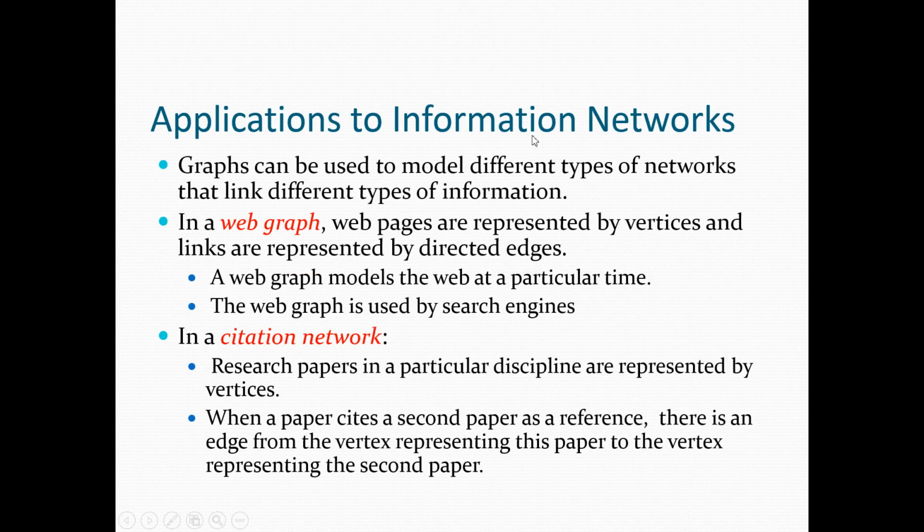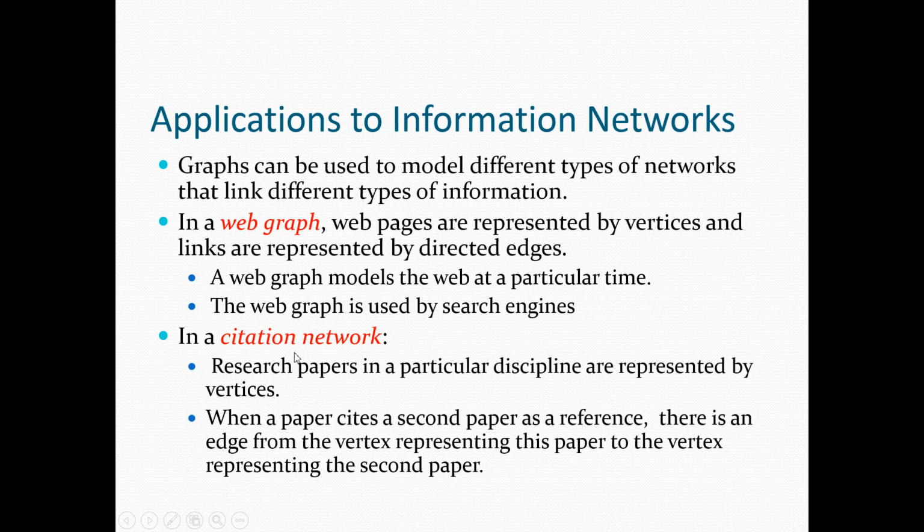Information networks. So application to information networks. Graphs can be used to model different types of networks that link different types of information. In a web graph, web pages are represented by vertices, and links are represented by directed edges. A web graph models the web at a particular time, and the web graph is used by search engines.